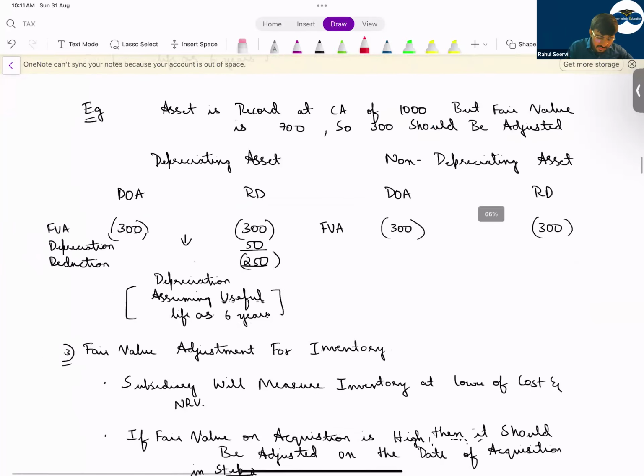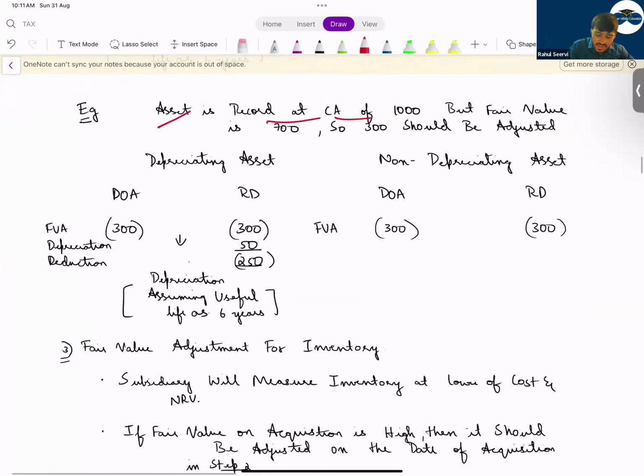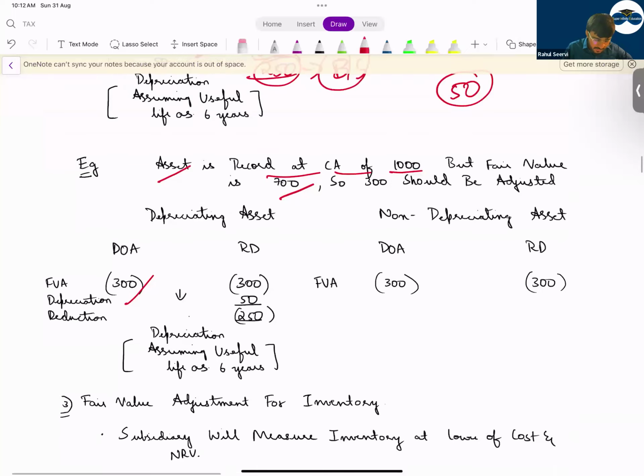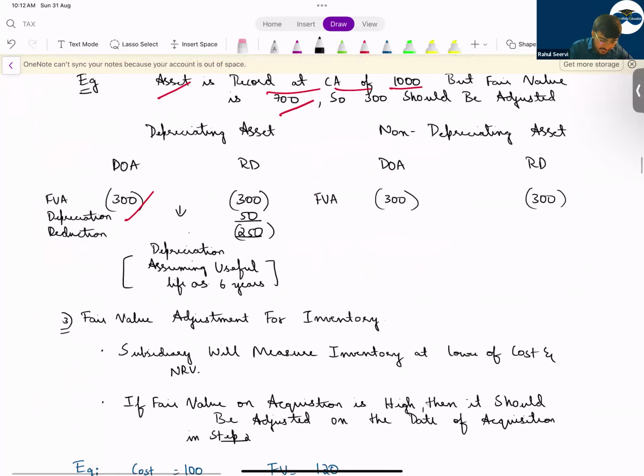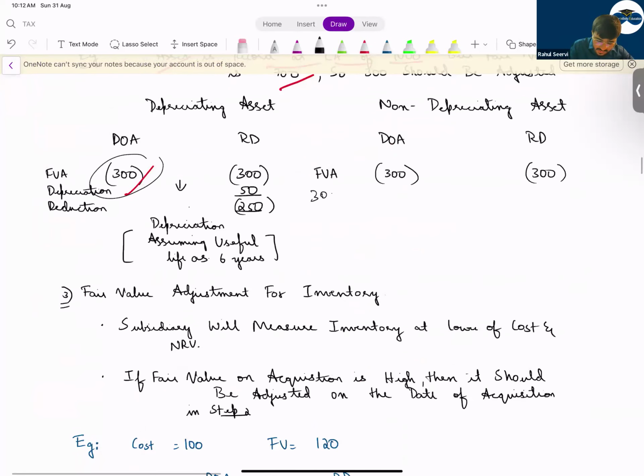Then, sir, if the asset is recorded at a carrying amount of 1000, but the fair value is 700, it's reverse. So with 700, what will happen? The fair value will reduce here. Here the fair value will increase. It's not a minus sign, it's a positive sign here. Here it is negative, sir. So 300 negative, 300 negative.